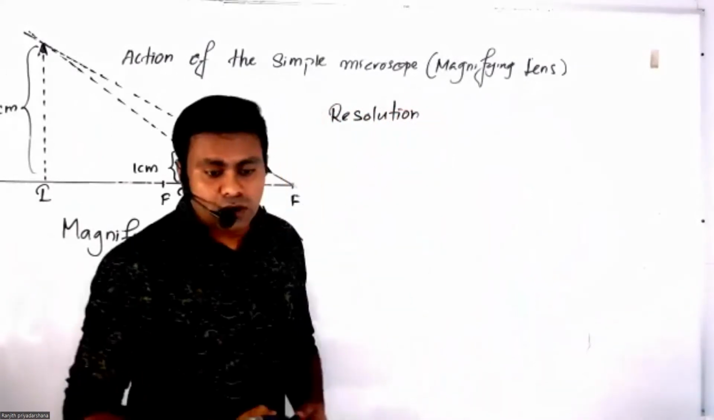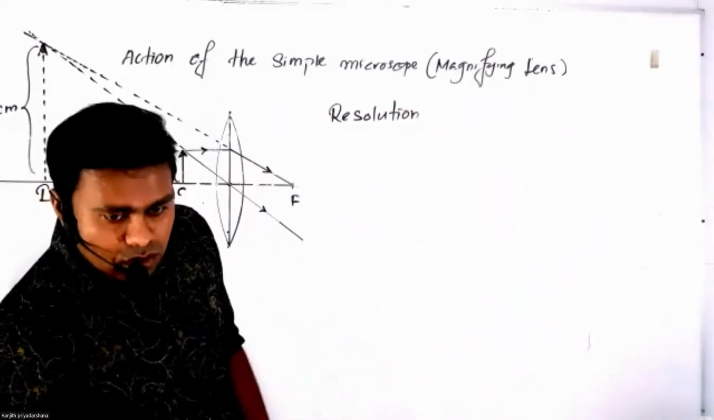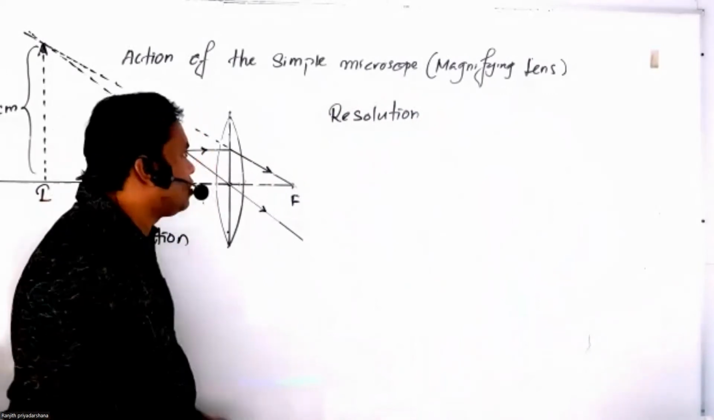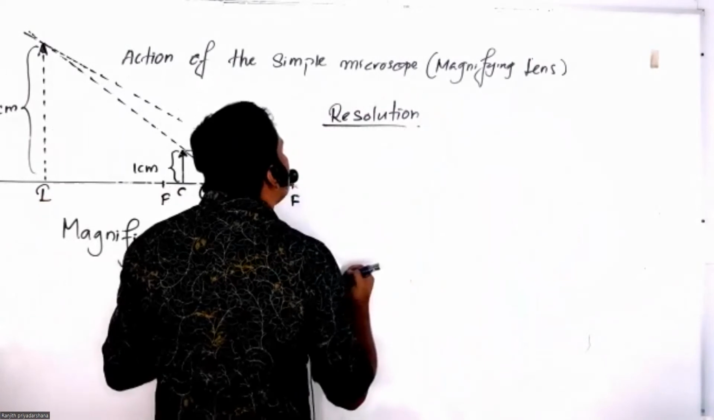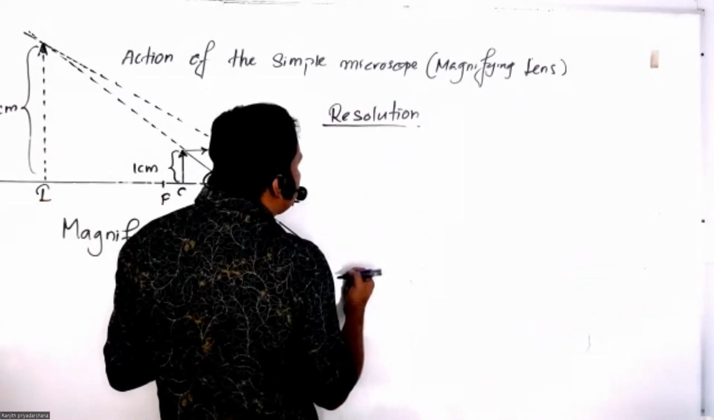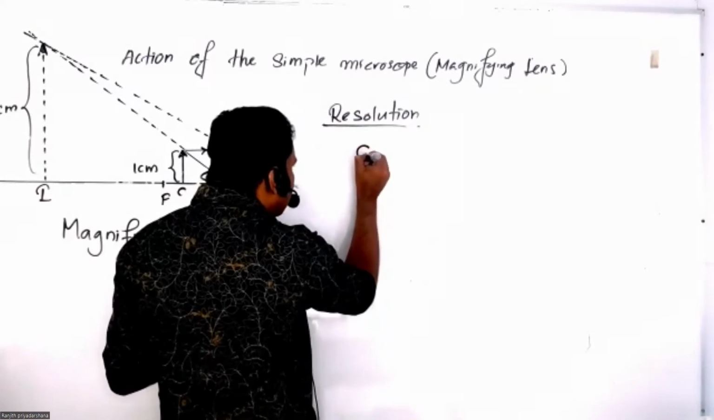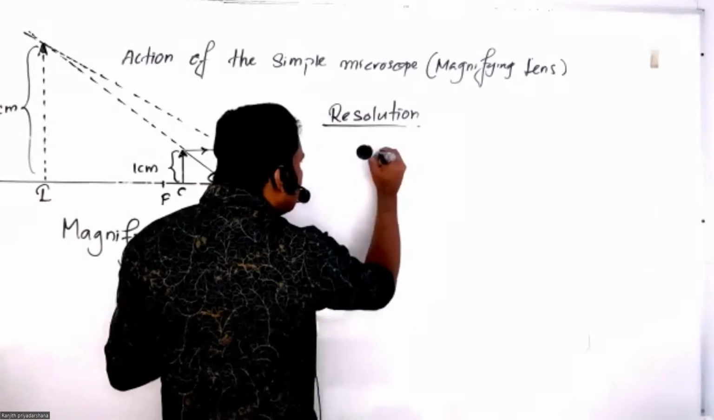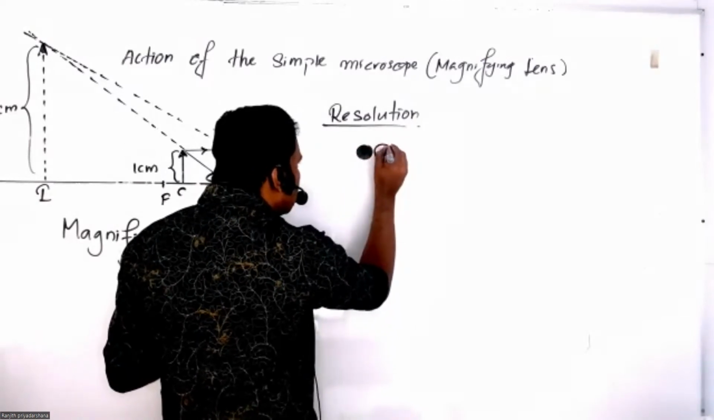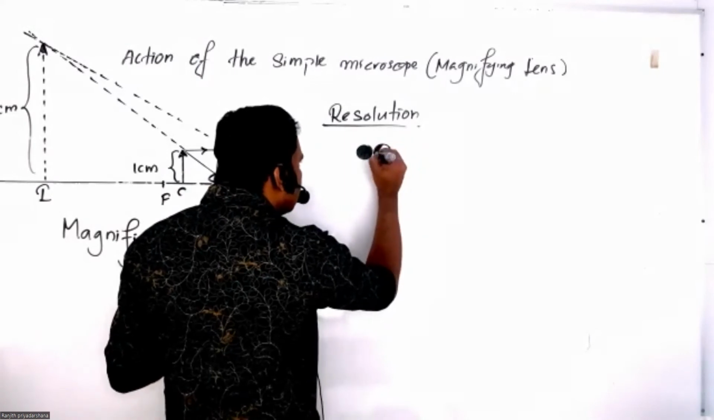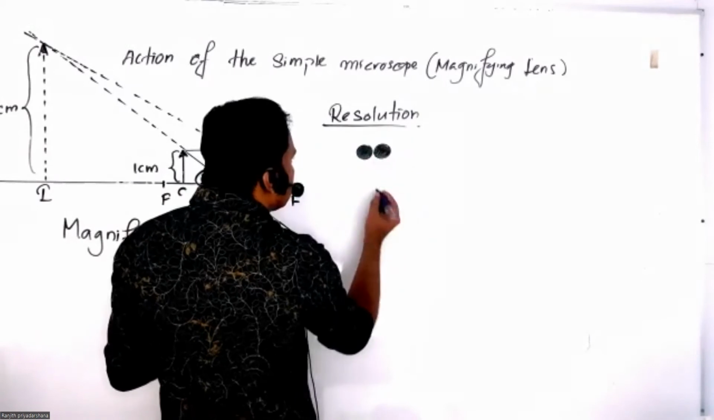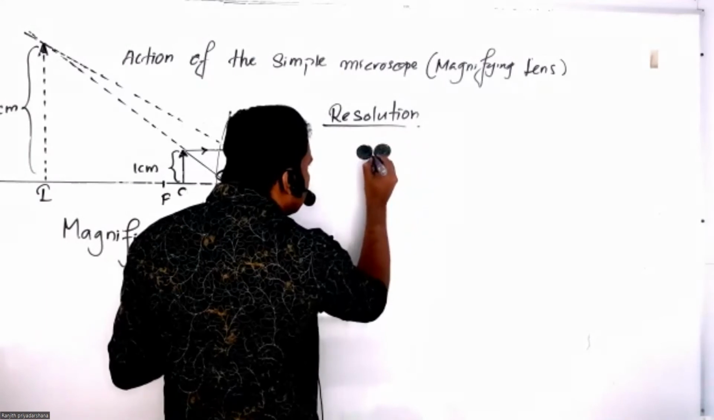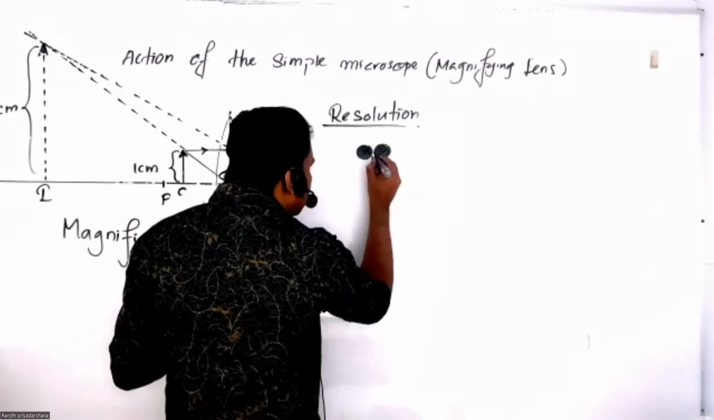Resolution. S-I-O-N. Resolution. T-I-O-N, resolution. Okay, so what is known to be the resolution? If there are two objects here, sometimes you will see this as one object. If the gap between these two objects, okay, let's see, that gap between two objects.